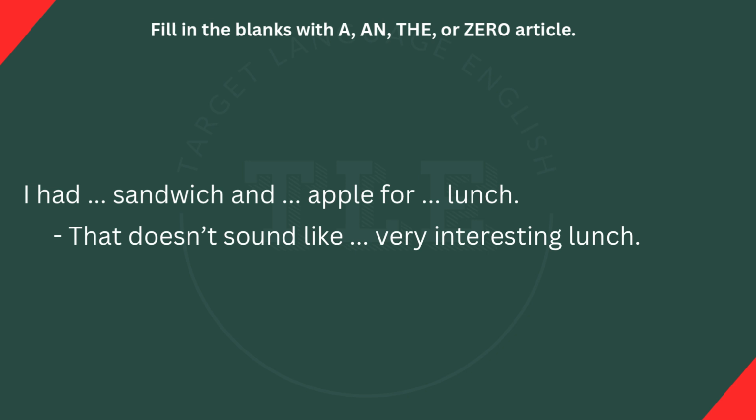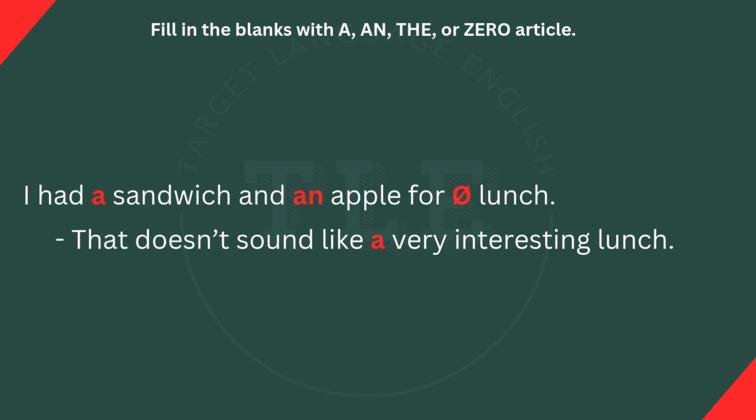Next, I had sandwich and apple for lunch. That doesn't sound like very interesting lunch. We'll say, I had a sandwich and an apple for lunch. That doesn't sound like a very interesting lunch. In the first sentence, we use the indefinite article with nouns sandwich and apple because they're singular, countable, and not specific. We say a sandwich because the noun sandwich starts with a consonant sound, and an apple because the noun apple starts with a vowel sound.